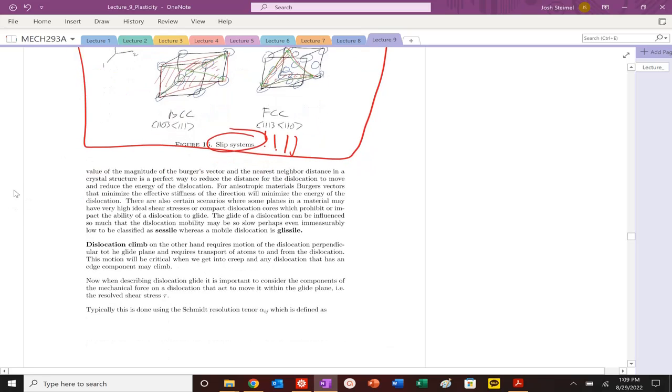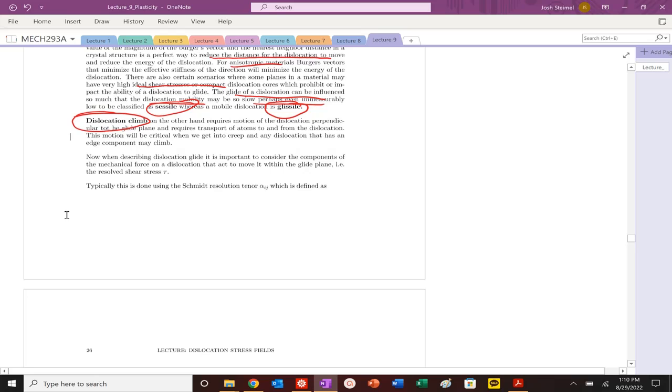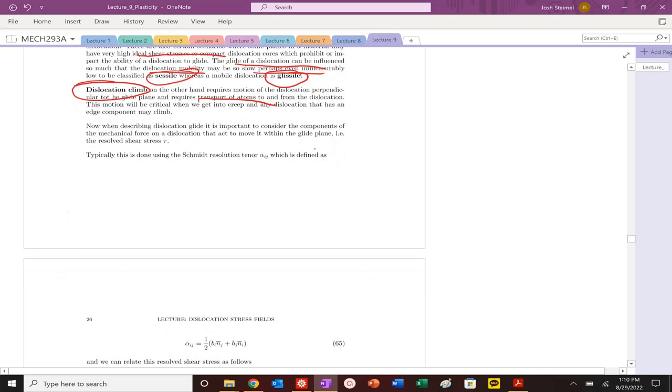For FCC, the plane is going to be the 111 planes, and the direction 110. BCC doesn't have a truly close packed plane, but it does have a closest packed plane. That would be the 110 plane, and then the 111 direction. Those slip systems are the ones that are mobile, or glissile. If they're not in that plane, they are sessile, so they are going to need additional energy in order to move. They're going to need some climb component, some thermal contribution as well.